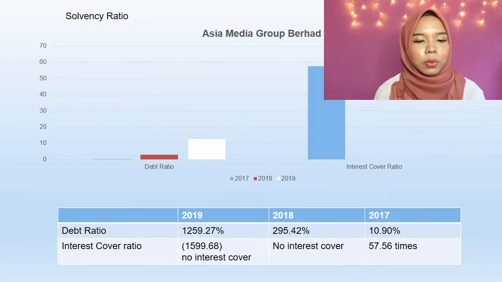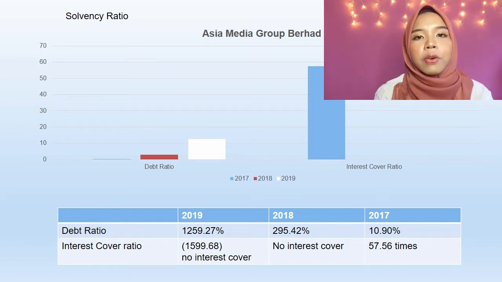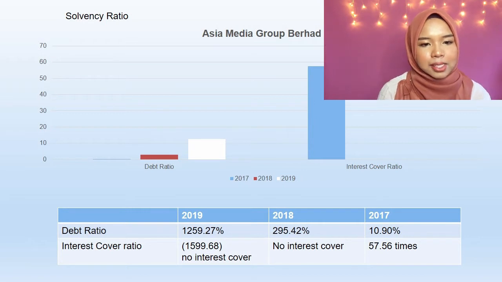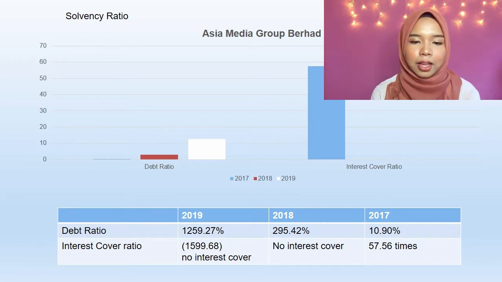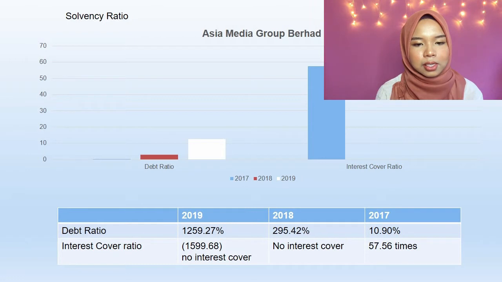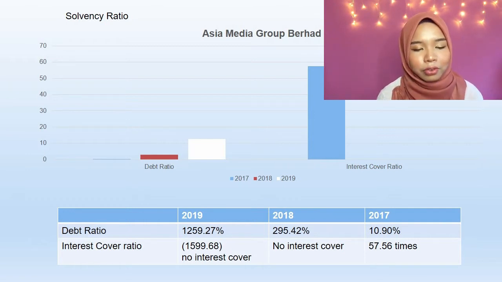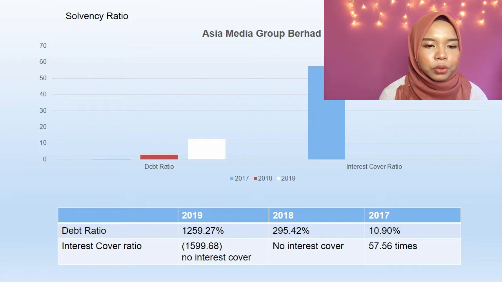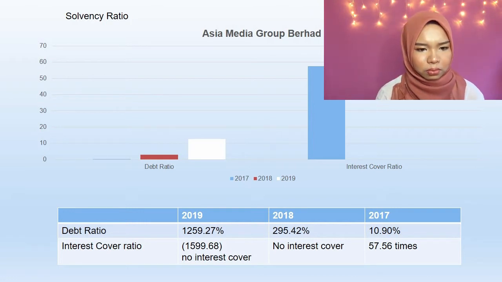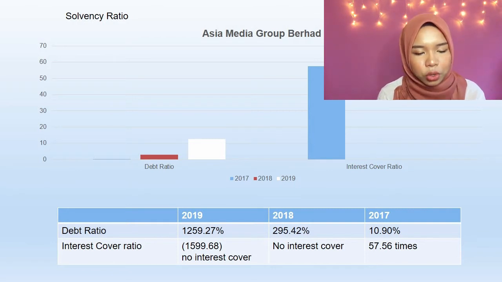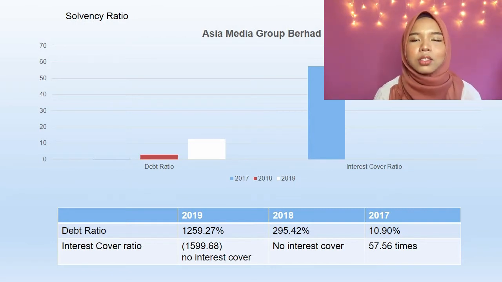Next, let's take a look at the interest cover ratio for Asia Media Group Berhad. From this slide, we can see that in 2017, the interest cover ratio is 57.56 times, and in 2018 there is no interest cover ratio. In 2019 we get a negative 199.68 ratio. That means it's no interest cover.